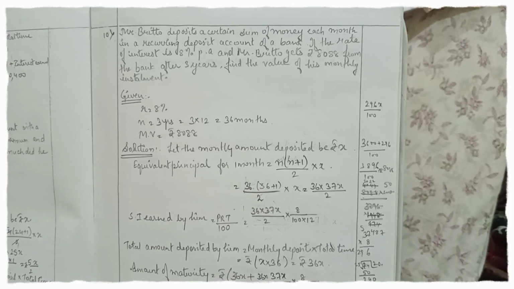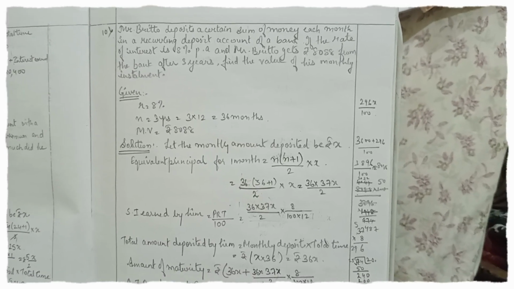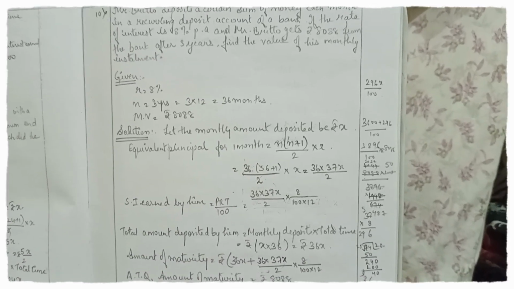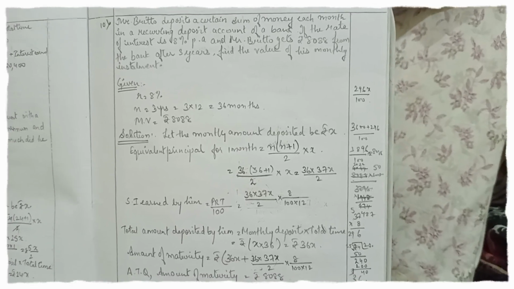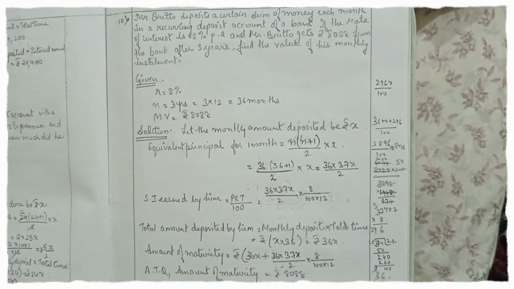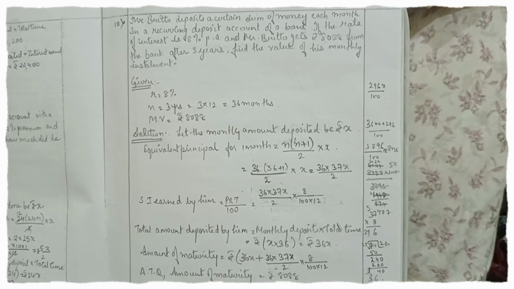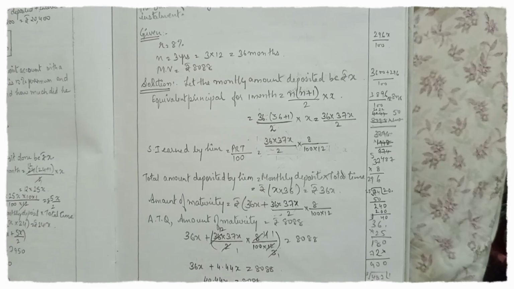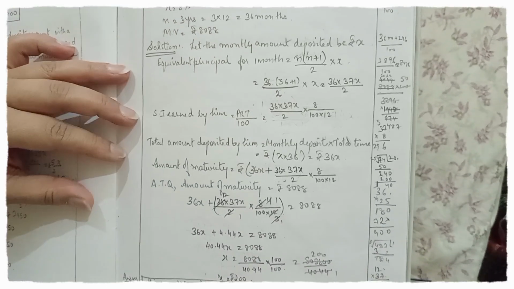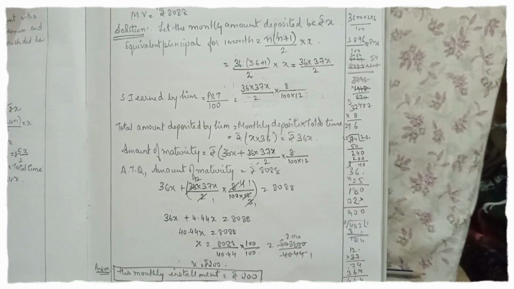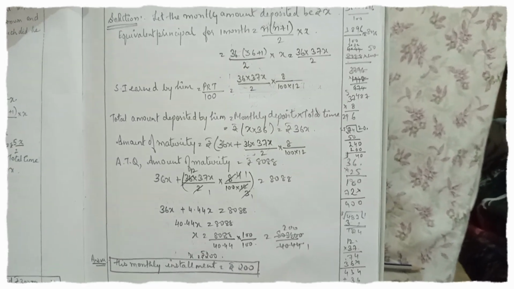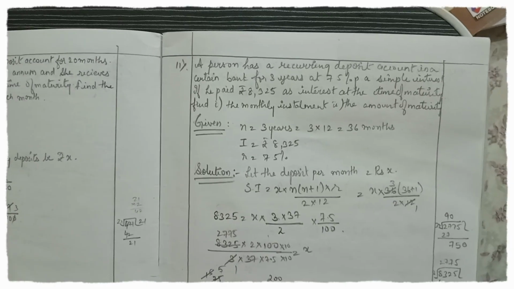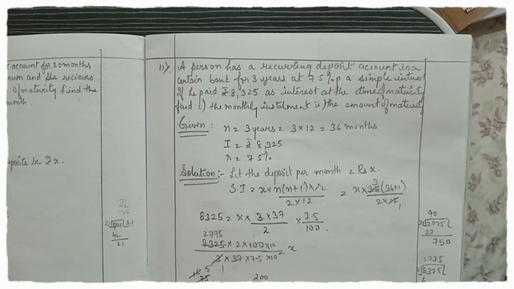R is equal to 8%, N is equal to 3 years, 3 into 12 will give you 36 months. Maturity value is 8,088. So let the monthly amount deposited be rupees X. Equivalent principal for 1 month is equal to (N plus 1) over 2 into X, and you will get the principal for 1 month, and you're supposed to substitute into the simple interest formula P into R into T. On further calculation, you'll get that he deposited rupees 200 per month.